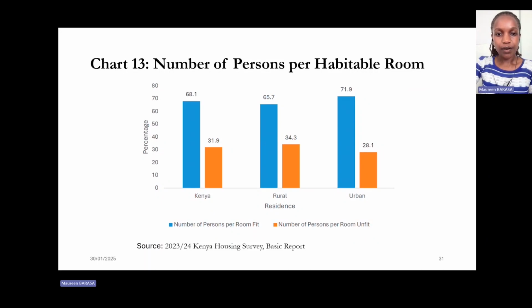And also in the rural areas, 65.7% of households were fit for habitation and 34.3% were unfit for habitation. And of course, the urban households that were fit for habitation surpassed the national average, while the rural residences that were unfit for habitation were below the national average.